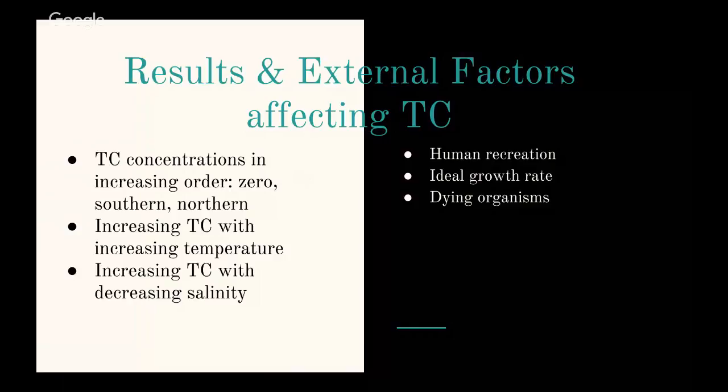Let's say a particular sample had more dead organisms, then the TC concentration would be higher because the water quality would be lower, versus maybe another sample that by chance has fewer dead organisms, so the TC concentration there will be less, and that causes fluctuations in our trends, which causes the extremities in our data.